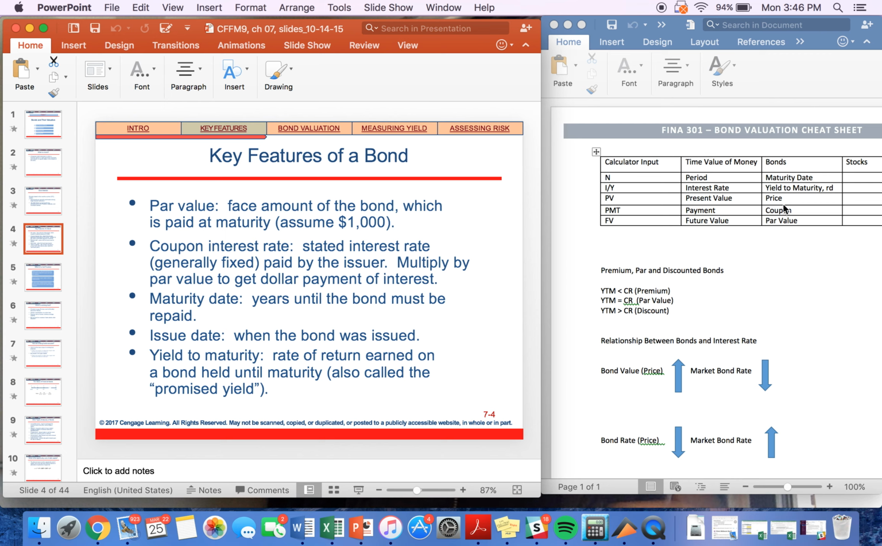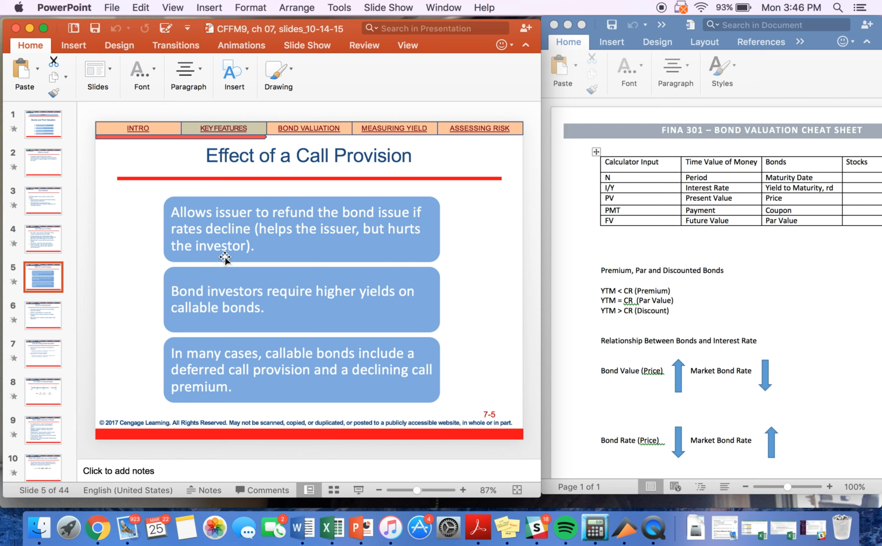So let's get into some of the features of a bond. There's a few different features of a bond. One of them is called a call provision. So a call provision allows the issuer to refund the bond issue if rates decline. So it helps the issuer, but it hurts the investor. This is kind of where your book doesn't quite explain the relationship.